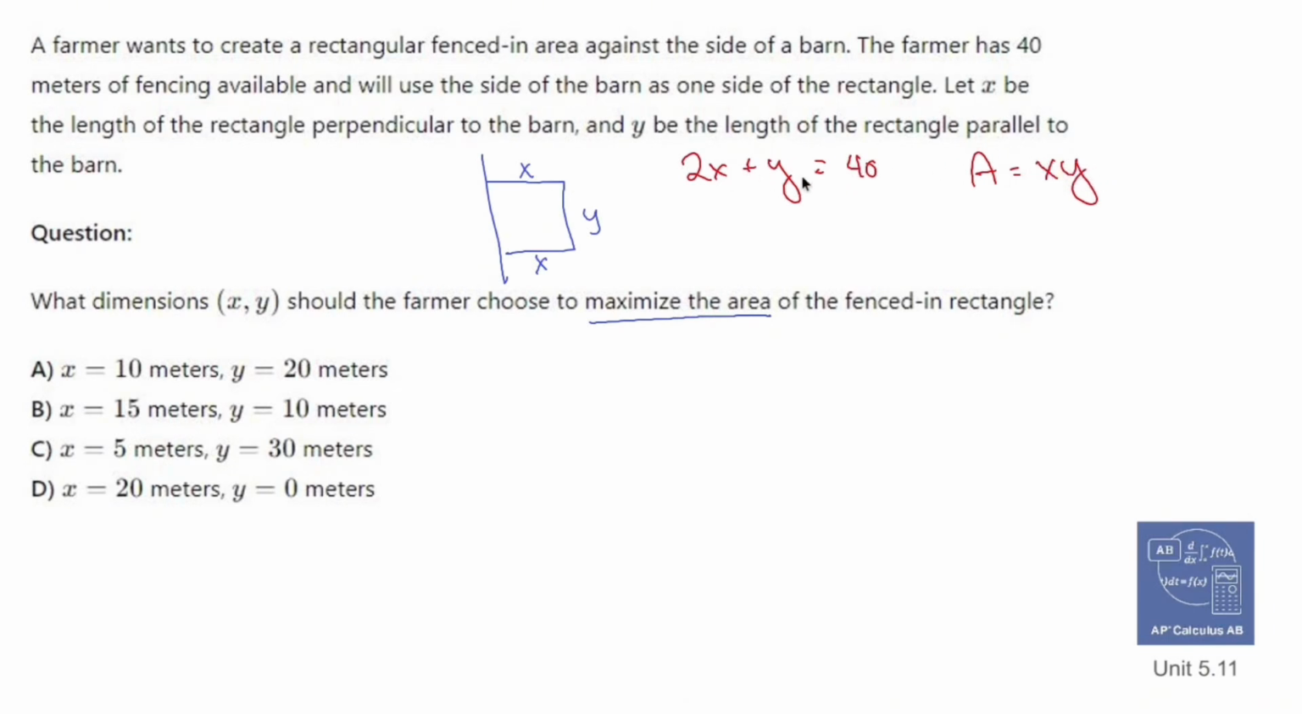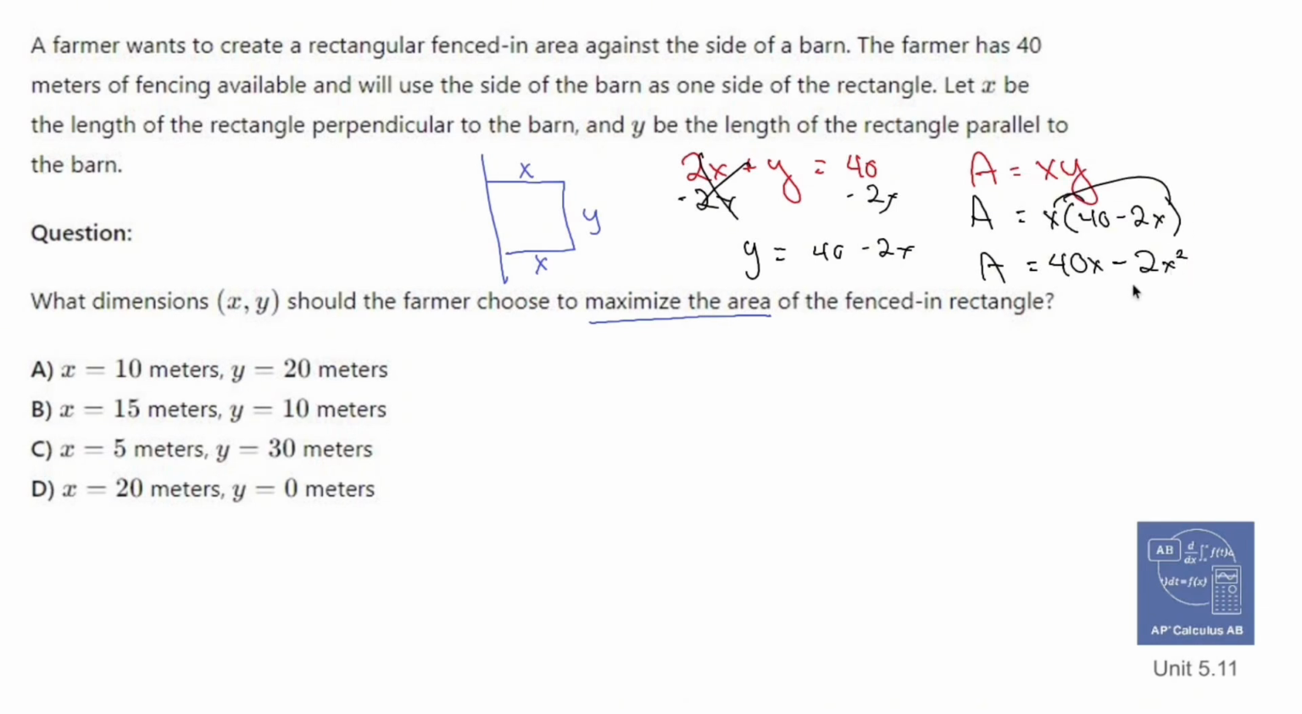Oh, but you know what? Since I have this information, I could just subtract 2x from both sides, get y equals 40 minus 2x, and then replace that y with 40 minus 2x, and then I have 1 variable. So A is going to equal 40x minus 2x squared. Now we take the derivative of that, because taking the derivative will allow us to find critical points, which gives us maximums or minimums.